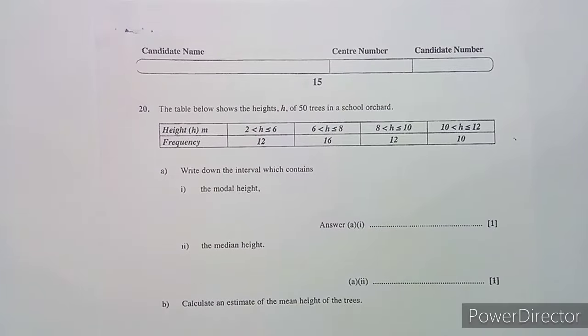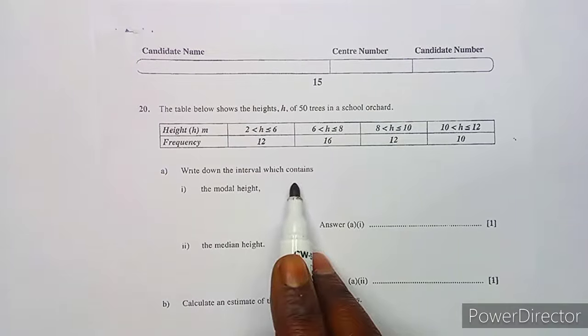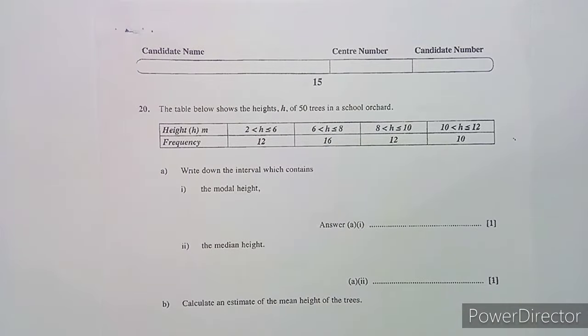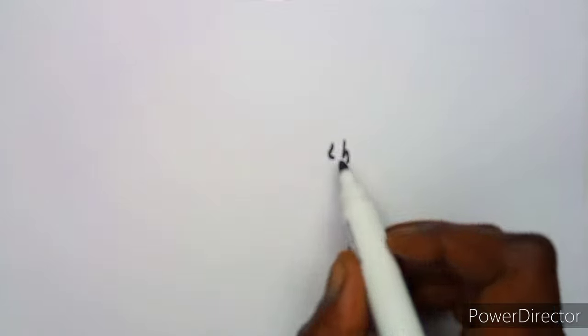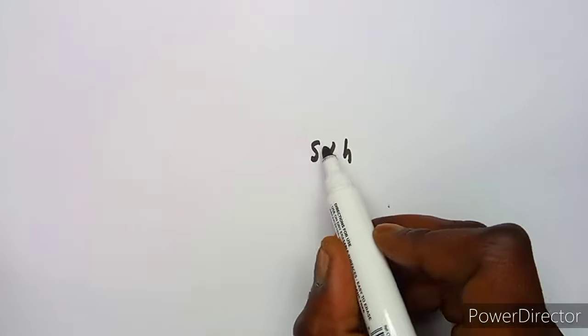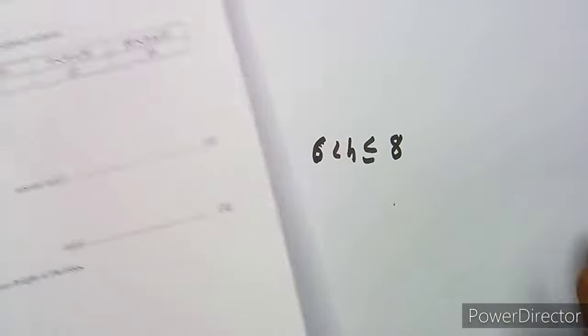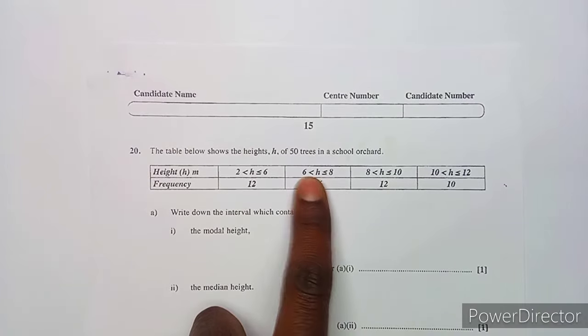You're given a table and you're asked to write down the interval which contains the modal height. So modal height is the height with the highest frequency, which is 6 to 8. So this is your modal height: h is greater than 6 but less than or equal to 8. You write it as it is. You take the one with the highest frequency. This is the highest number, 16, but the class is this one.